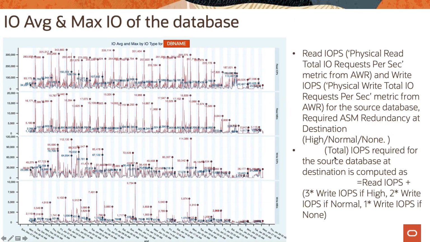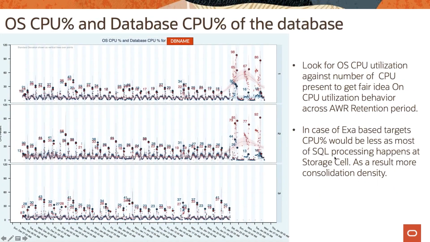So in case of Exadata, target CPU percentage would be less, as most of the SQL processing happens at the storage cell. As a result, more consolidation density.